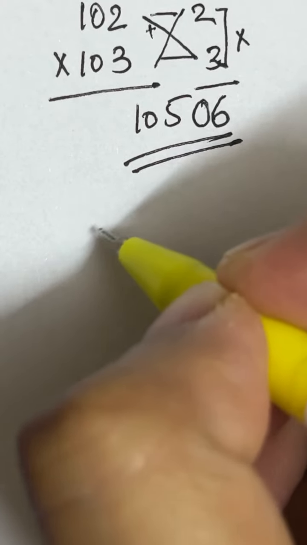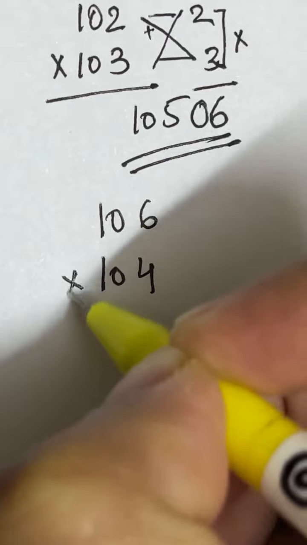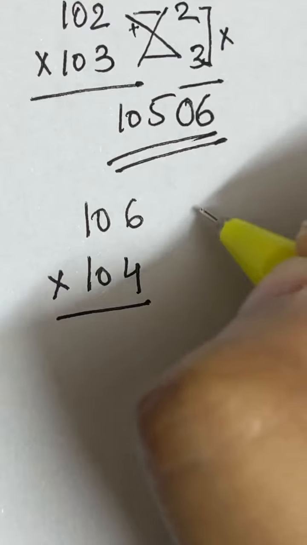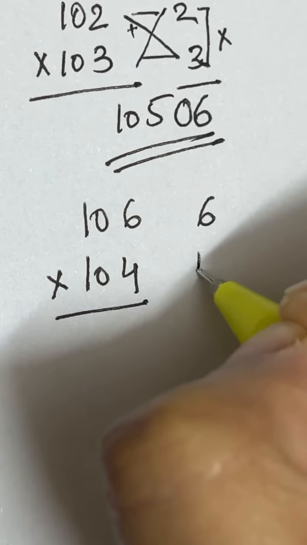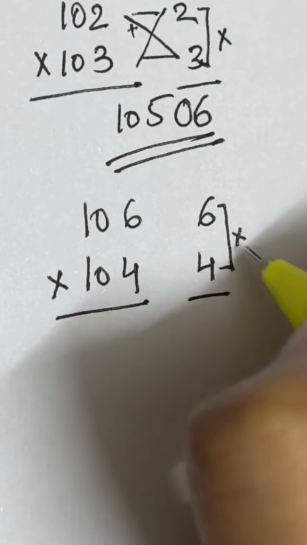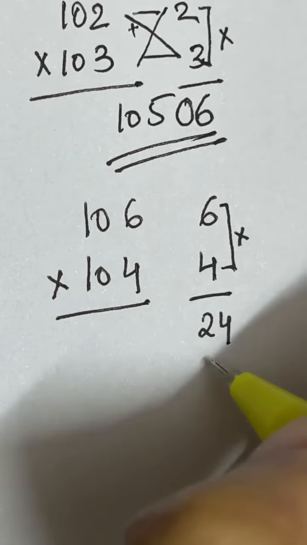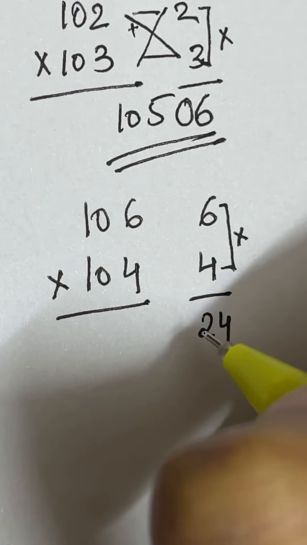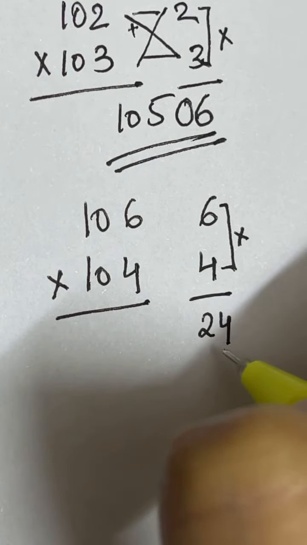Suppose you have 106 and 104 this time. How far is 106 from 100? It's only 6 units away. How far is 104 from 100? That's only 4 units away. Just multiply them together. 6 times 4 is 24. You should always have a double digit number. If you have a triple digit number, that goes as a carryover to the left hand side. Here you have a double digit, so I don't have any problem. 6 times 4 is 24.